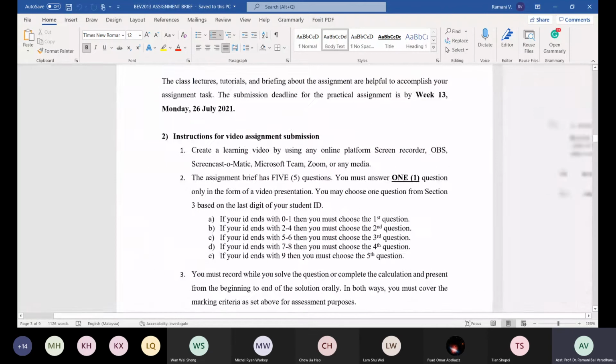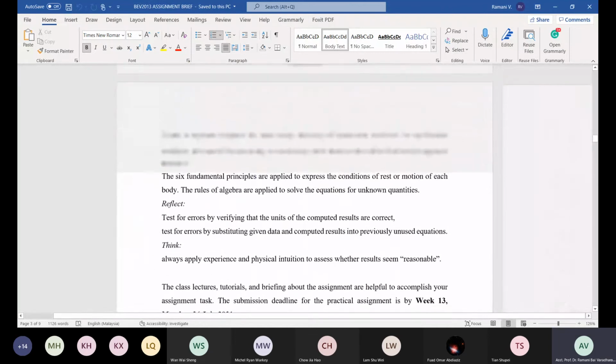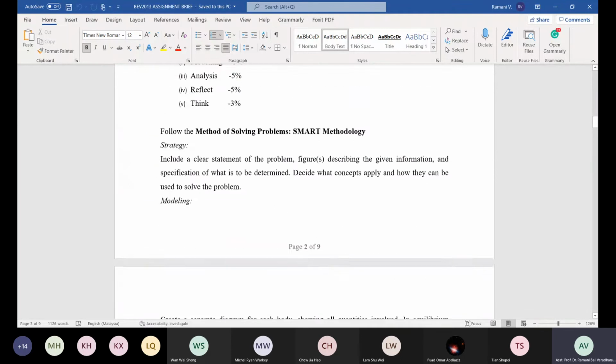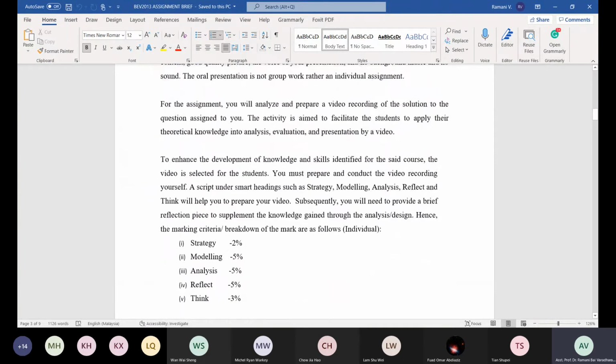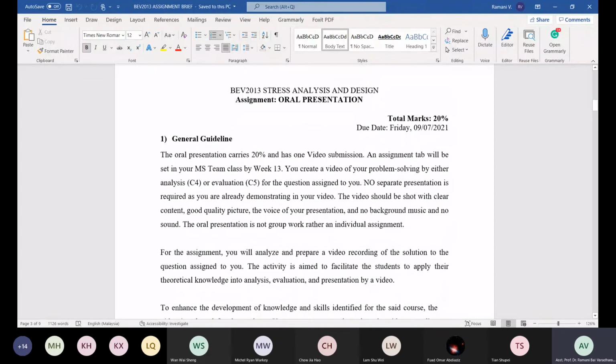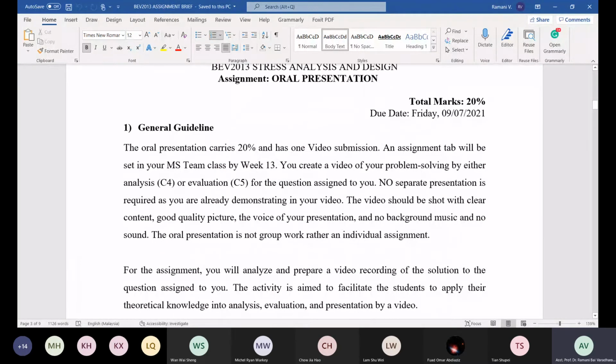See how it is. The instruction is like this. It is a very simple assignment, but it can help you a lot. When you talk, when you present, you are learning a lot. You are reinforcing your knowledge. It will be very helpful to get confidence in the subject. Right. The total marks are 20%. Giving you the brief today. Oral presentation carries 20% in terms of video submission.